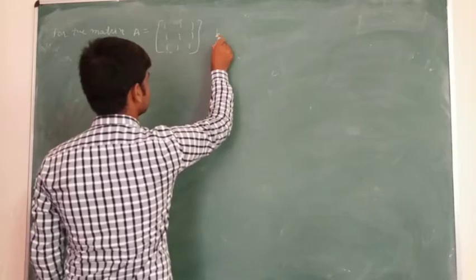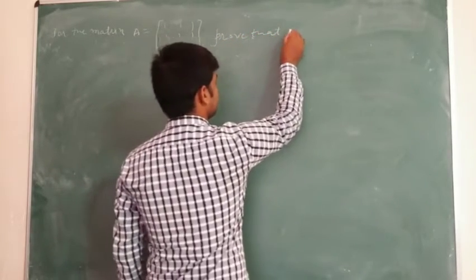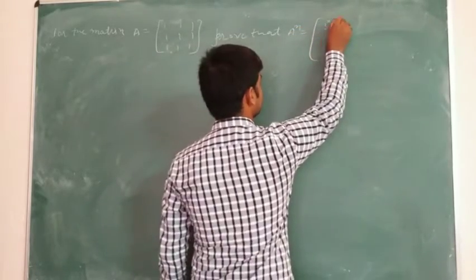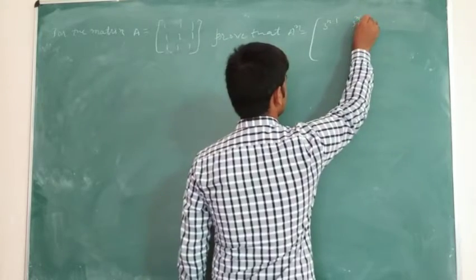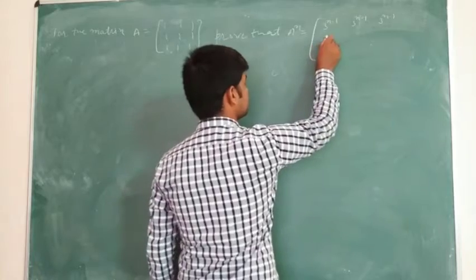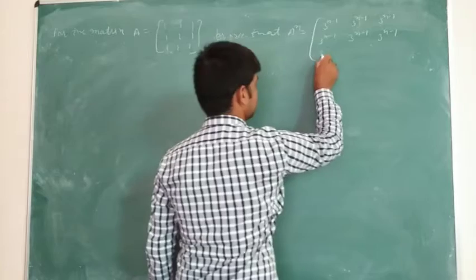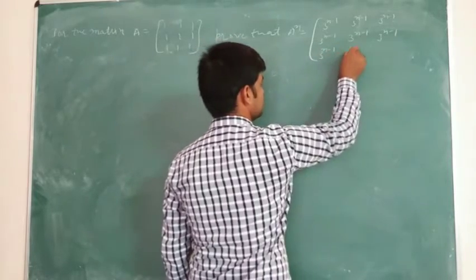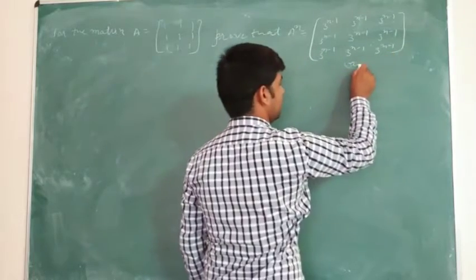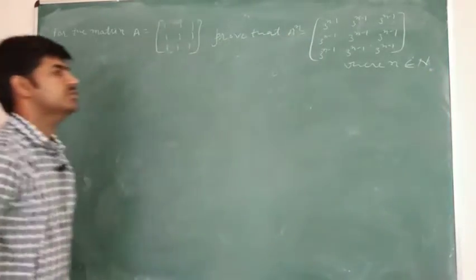Prove that A raised to the power n is equal to the matrix with every entry 3 raised to the power n minus 1, in all three rows, where n belongs to the set of all natural numbers.